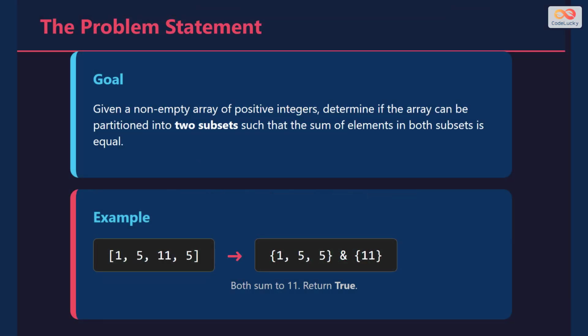Let's start by understanding the goal. You are given an array of positive integers. The task is to determine if this array can be split into two separate subsets, such that the sum of the elements in both subsets is exactly the same. For example, if we have the numbers 1, 5, 11, and 5, we can group 1, 5, and 5 together to get 11, which matches the remaining element 11. Since both sums are equal, we return true.